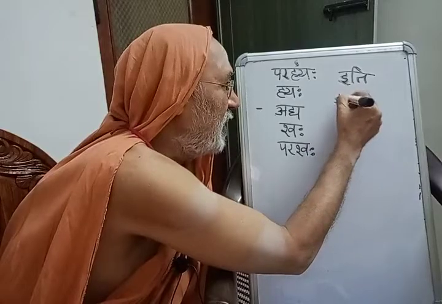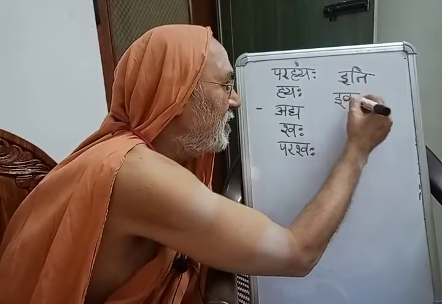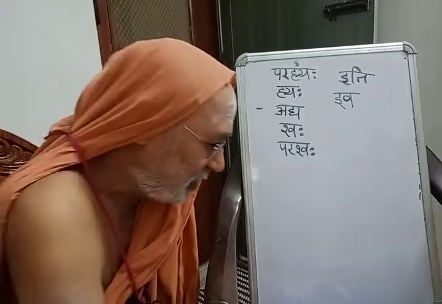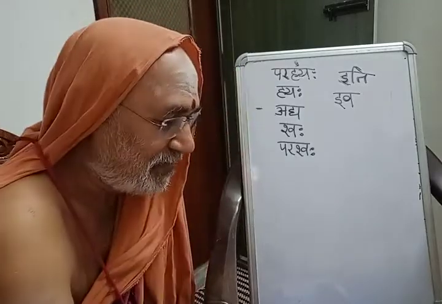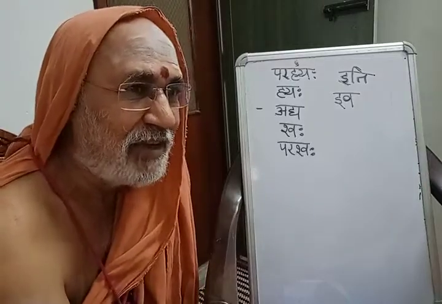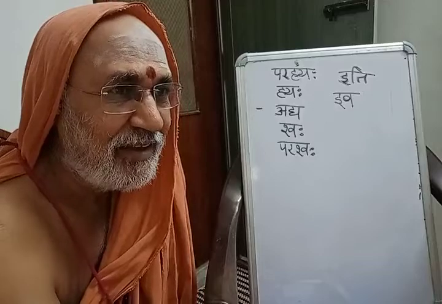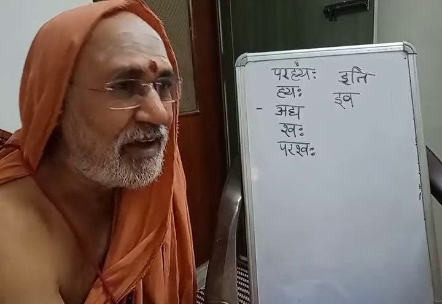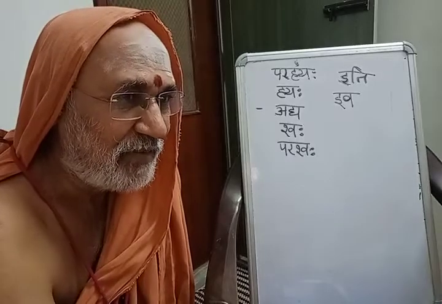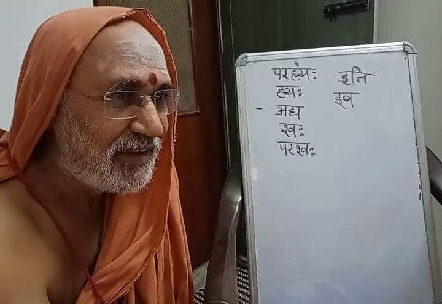Iva means like. Iva means as. Rama iva, like Rama. Krishna iva, like Krishna. Like means similarity, comparison. Like that, like this. Eva.